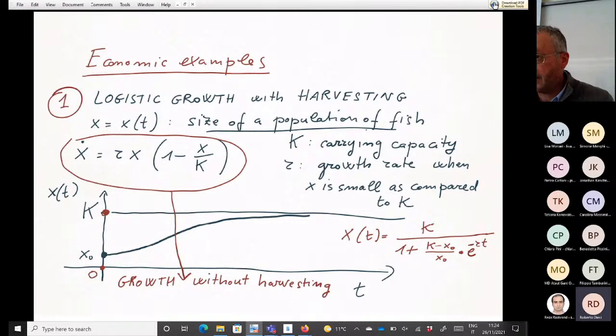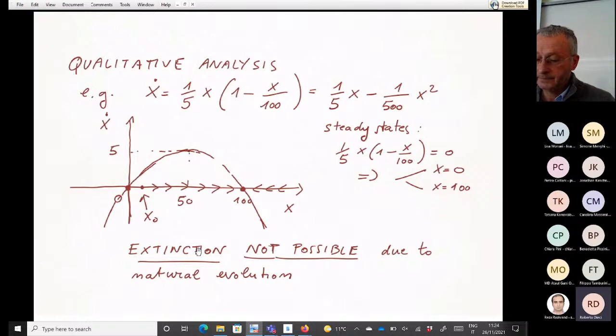This is the graph. This is a particular specification. x dot over x is equal to 20%, which is, let's say, the growth rate in the absence of environmental constraints, when the population is very small, for instance, the initial growth rate, times 1 minus stock divided by 100, assuming that 100 is the carrying capacity. So it's a very simple model.